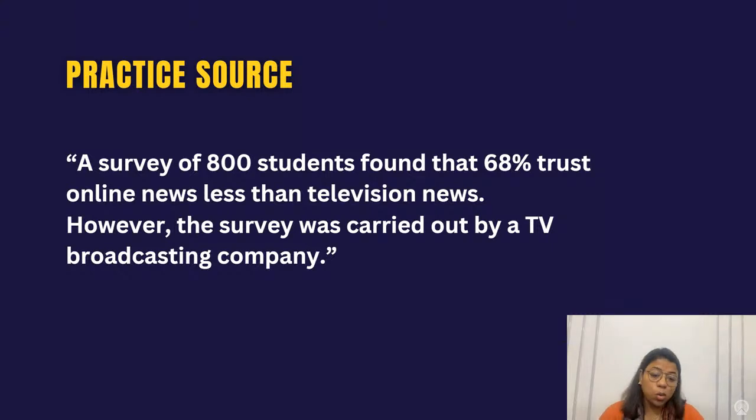So, one strength is what? It's a survey of 800 students. So, 800 students, it's a good sample size. And it found that 68% trust online news less than television news. Now, that is the strength. If you talk about the weakness, the survey was carried out by a TV broadcasting company. So, it can be biased or it can have vested interest.